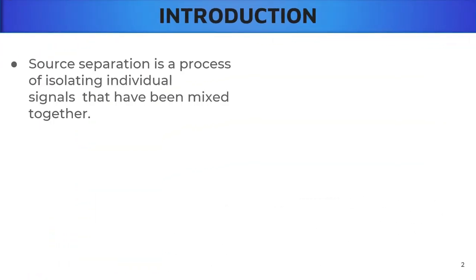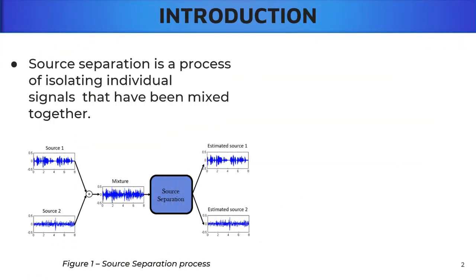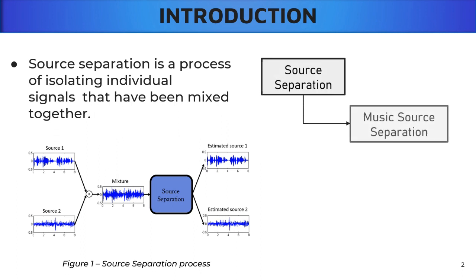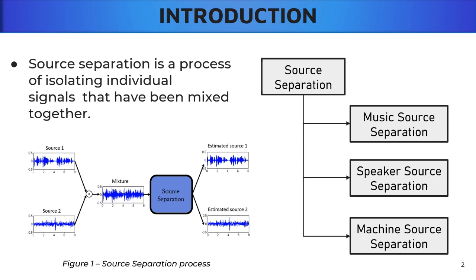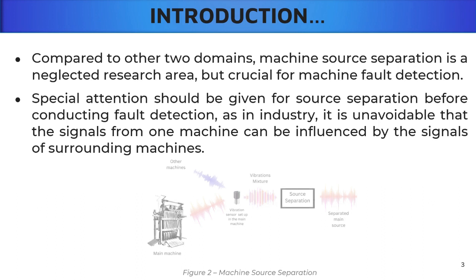Introduction. Source separation involves isolating individual signals that have been mixed together. There are three main areas in the domain of source separation: music source separation, speaker source separation, and machine source separation. But compared to the other two domains, machine source separation is a rarely considered research area crucial for machine fault detection. In the industrial environment, it is unavoidable that the signals from one machine can be influenced by the signals of surrounding machines. Therefore, special attention should be given to source separation before conducting fault detection.